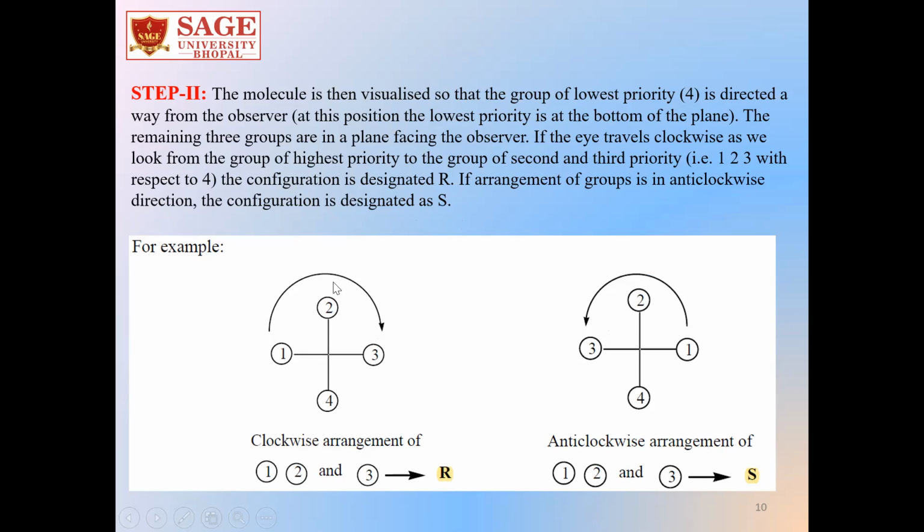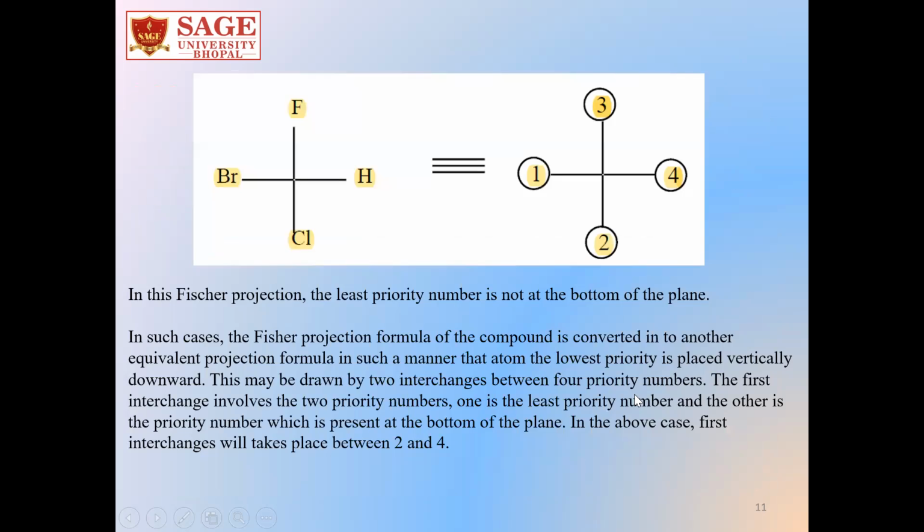But in this case, we have to keep in mind that the lowest priority group, that is 4, is on the bottom of the vertical line. Now, if the lowest priority group is not at the bottom of the plane, so what to do? Like in this case, we can see 1, 2 and here 3, 4. So in such cases, the Fischer projection formula of the compound is converted into another equivalent projection formula in such a manner that the atom of the lowest priority is placed vertically downward.